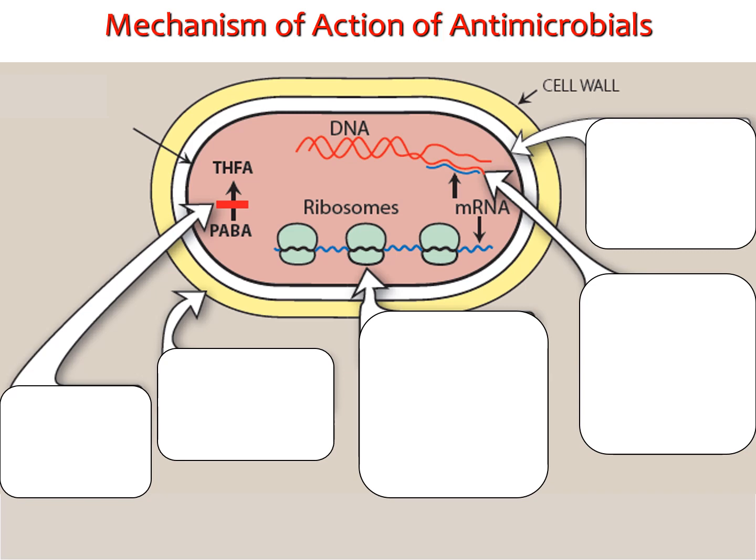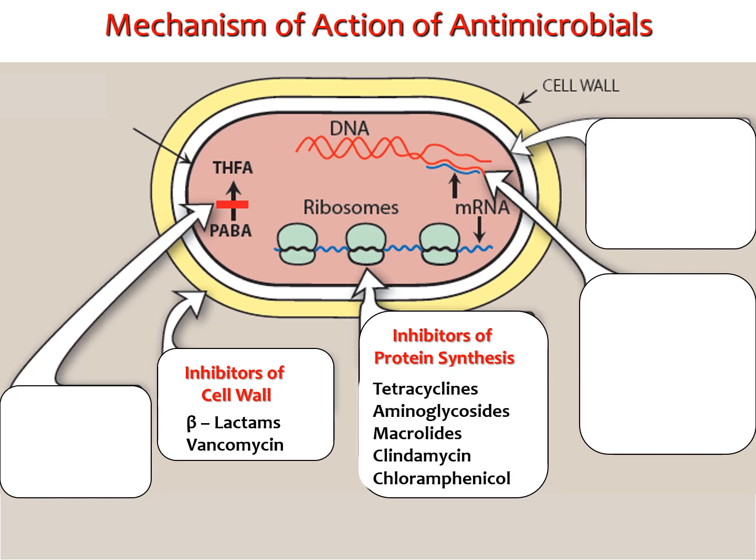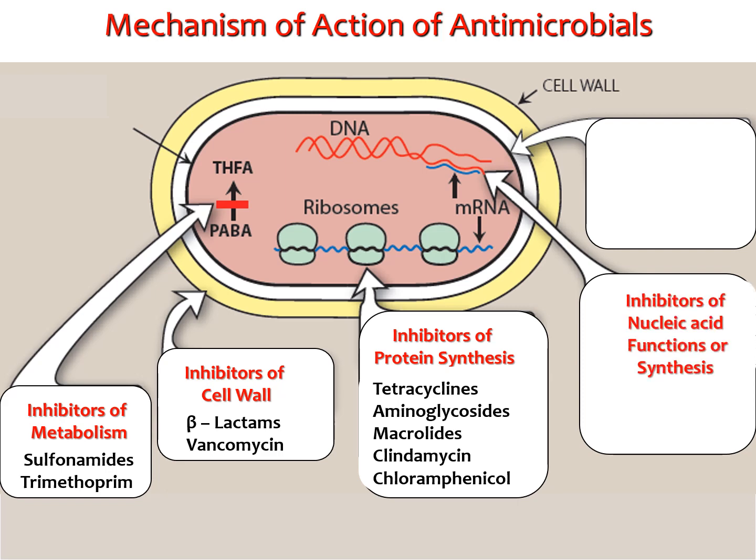Now, in this diagram, let's see the mechanism of action of antimicrobial agents. Inhibitors of cell wall synthesis, for example, beta-lactam antibiotics and vancomycin. Second, there may be protein synthesis inhibitors: tetracycline, aminoglycosides, macrolides, clindamycin, chloramphenicol. Inhibitors of the metabolic activity: sulfonamides, trimethoprim. They inhibit the conversion of para-aminobenzoic acid into tetrahydrofolic acid. There may be inhibitors of nucleic acid function or synthesis, like fluoroquinolones and rifampin.